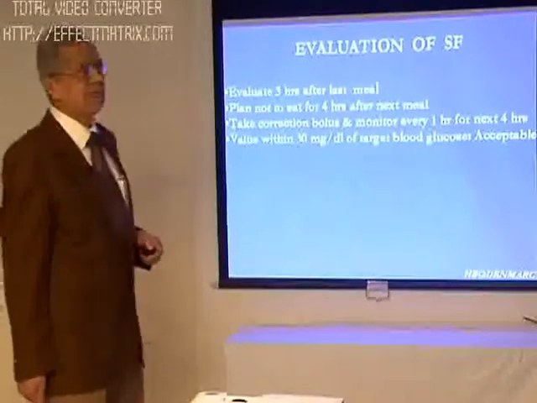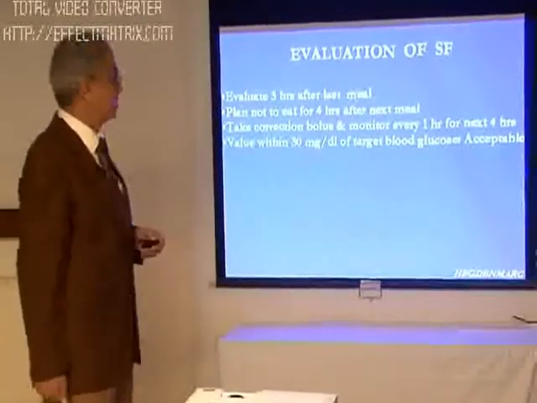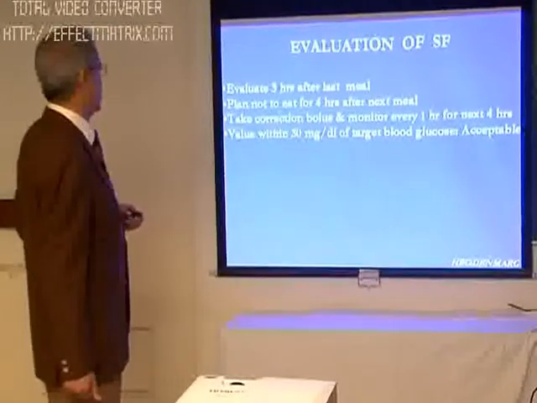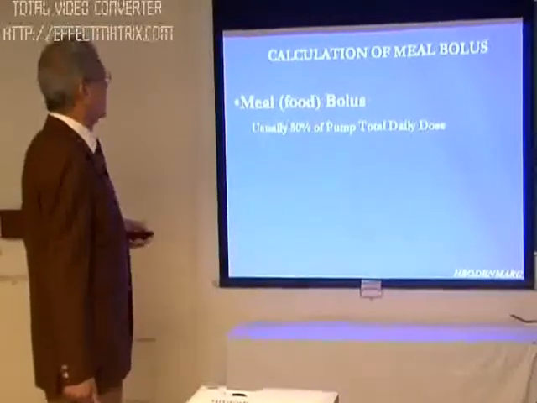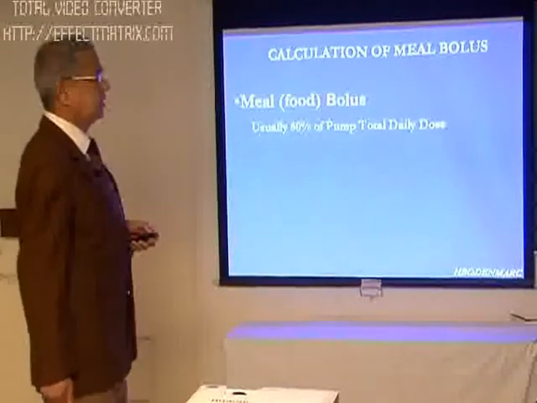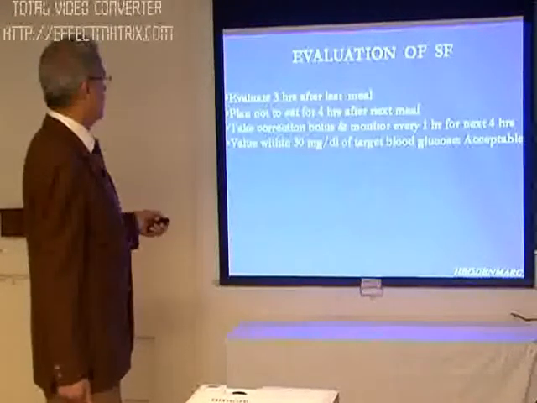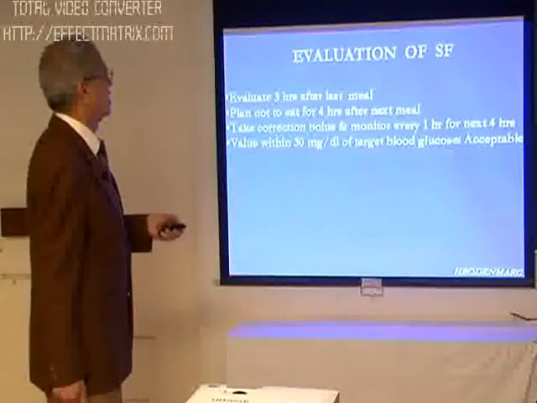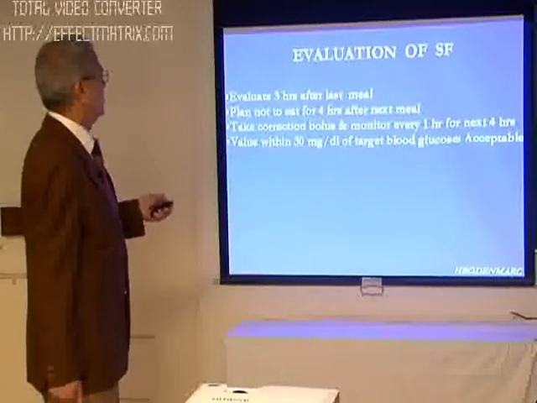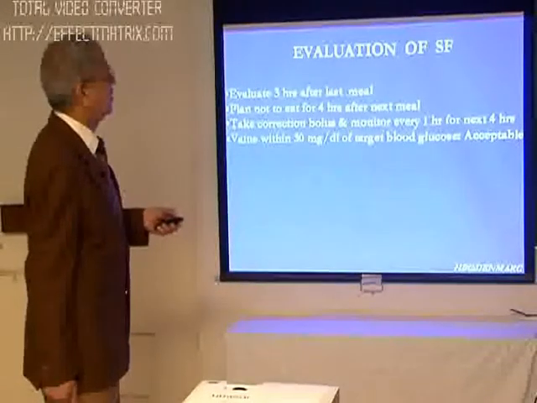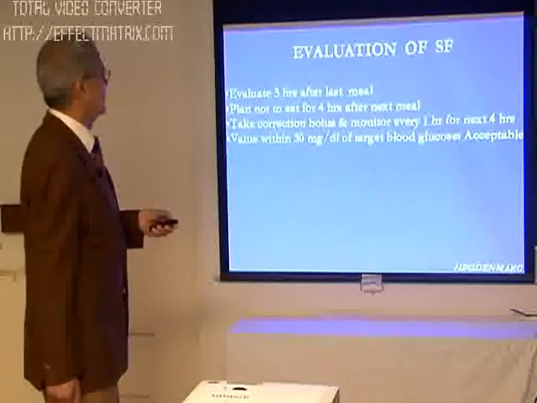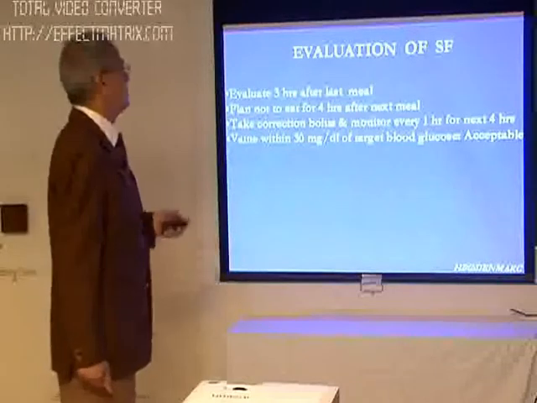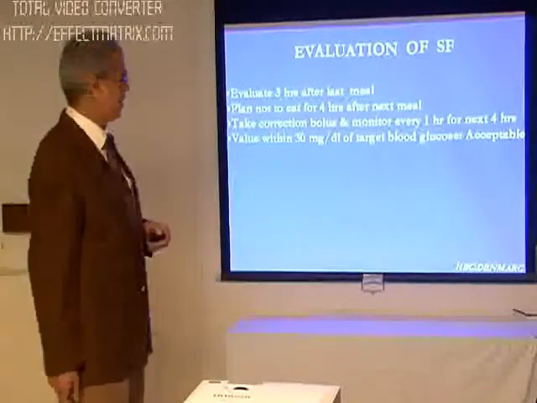Usually in a given patient, the sensitivity may stay reasonably constant for quite some time, unless there is a tremendous change in some of the factors that we will discuss. If the target blood glucose is reached within 30 milligram, it means your sensitivity calculations are correct. If you are reaching within 30 milligram of your target, whatever you have tried to do has worked out, and we call it the acceptable sensitivity factor. In case it is off, then obviously you will have to change your sensitivity factor.